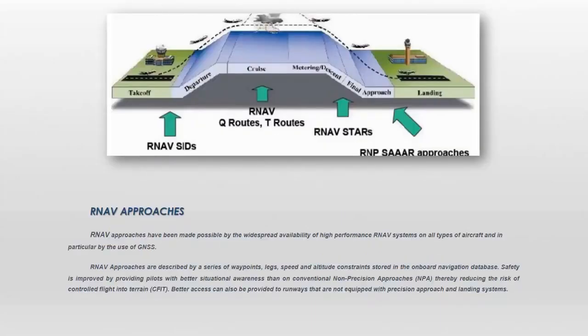RNAV approaches have been made possible by the widespread availability of high-performance RNAV systems on all types of aircraft, and in particular by the use of GNSS. RNAV approaches are described by a series of waypoints, legs, speed and altitude constraints stored in the onboard navigation database. Safety is improved by providing pilots with better situational awareness than conventional non-precision approaches, thereby reducing the risk of controlled flight into terrain. Better access can also be provided to runways that are not equipped with precision approach and landing systems.